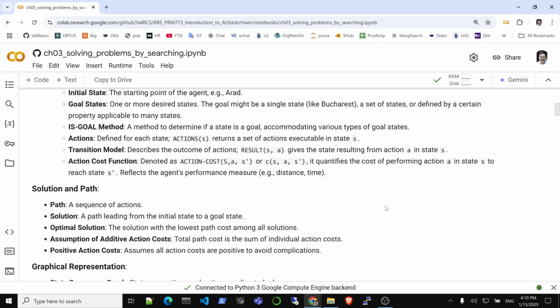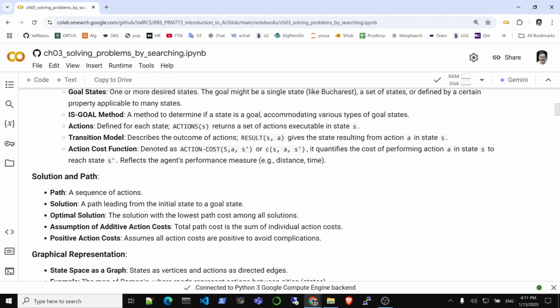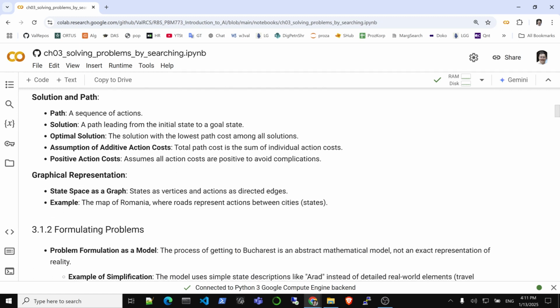In this first example, we're going to use only positive action costs. Why? Because if you remember from an algorithms class, if you have negative costs, then you need to use a different algorithm. You can't use Dijkstra, there are only certain algorithms you can use. Graphically, of course, you can use the map of Romania.